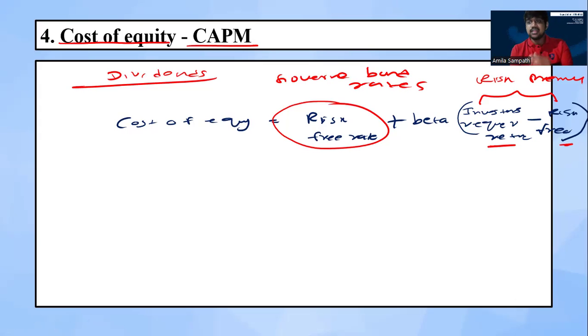The difference between the risk-free rate and the investor required rate, we can say as what? Risk premium. Risk premium that they hope to earn from that investment. Okay. Then this risk premium, we need to multiply it by the beta. Beta. Then beta factor is the most important part of our CAPM model.